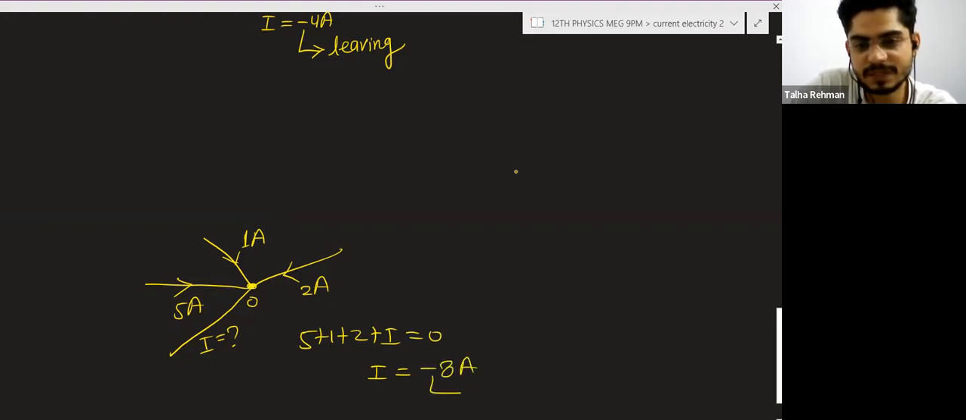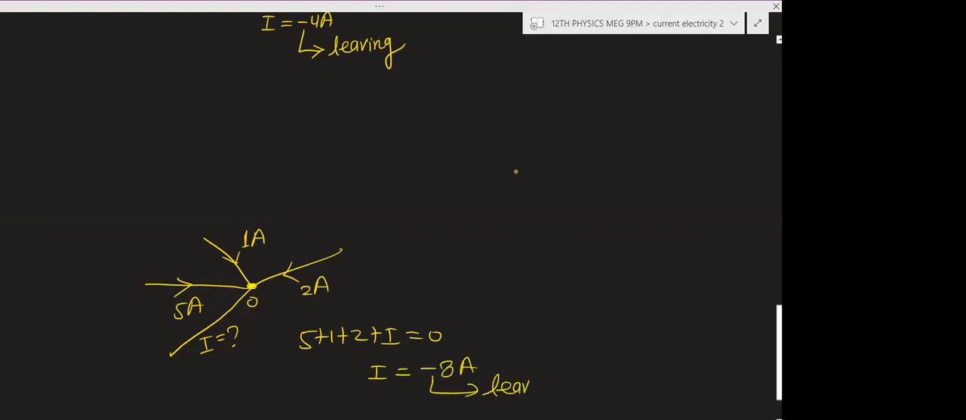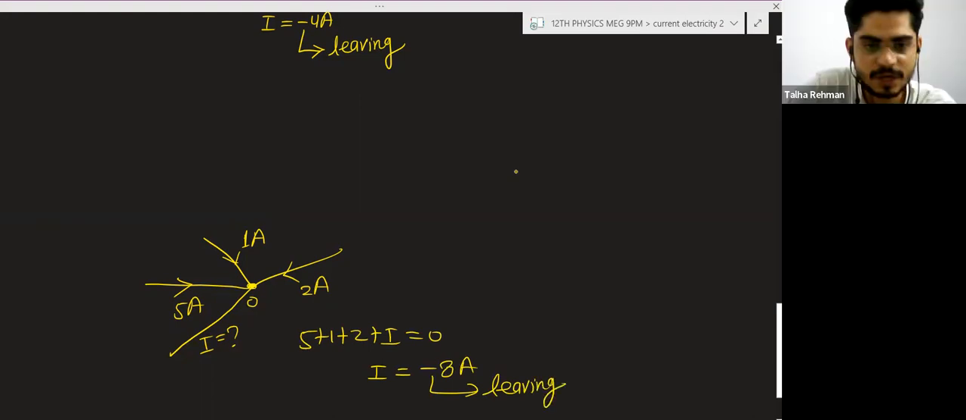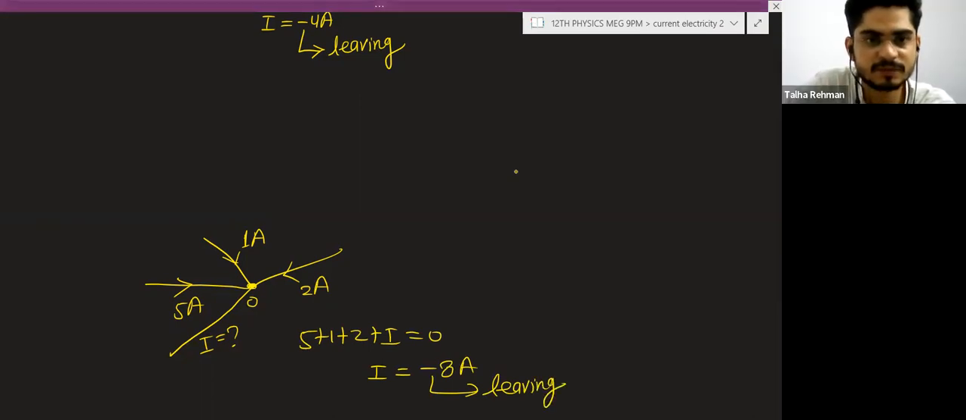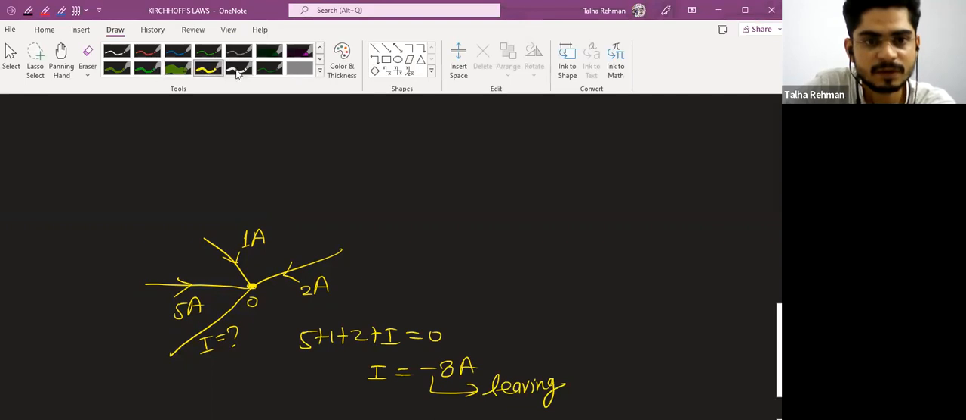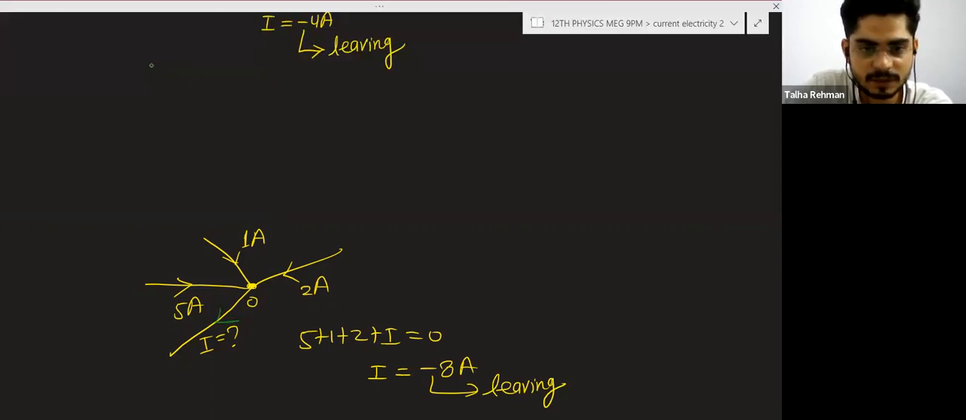Minus 8 ampere means this current is leaving. Yes. Minus means the current is leaving. So the current will be in this direction. And what is the value of this I? 8 ampere current is flowing in this direction.